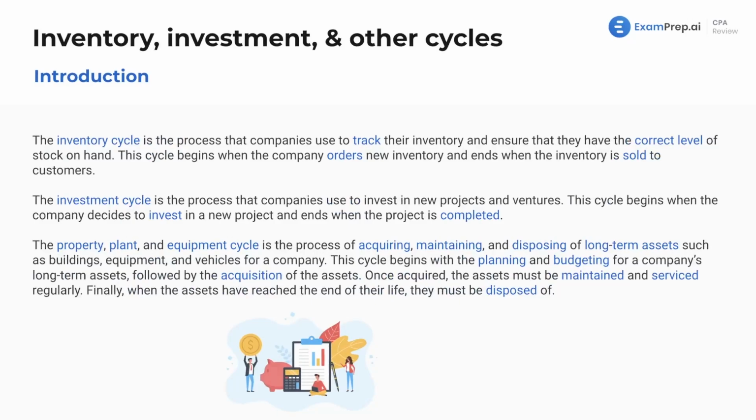All right, my friends on the journey, let us dive right in. We are going to talk about our cycles: our inventory cycle, investment, and other cycles.